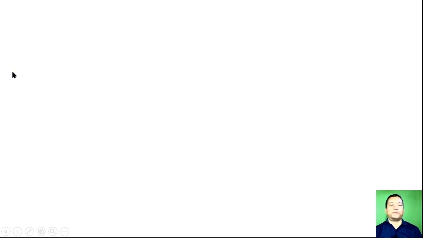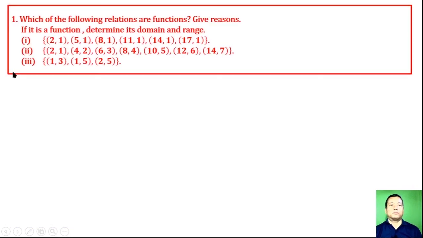Exercise 2.3. Question number 1. Which of the following relations are functions? Give reasons. If it is a function, determine its domain and range.